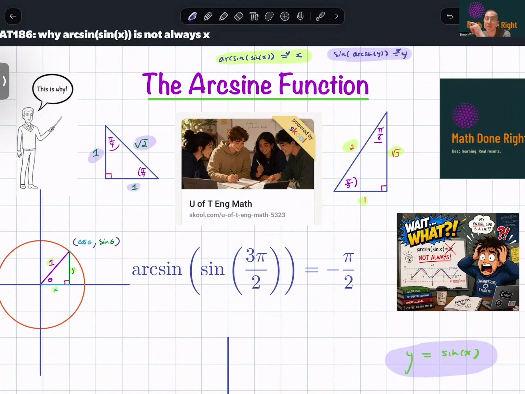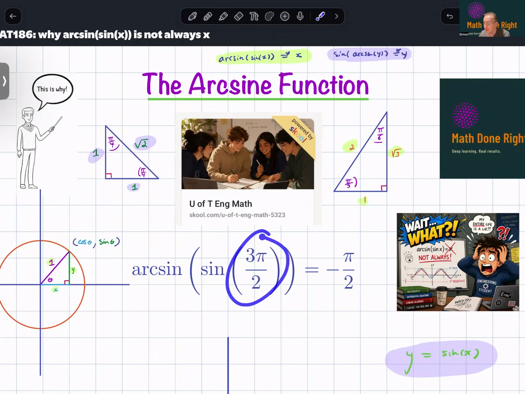They are not always equal. Arcsine of sine of x is not always x. It's only true for certain x's. And same thing with sine of arcsine of y. Not always y. It's only true for certain y's. Once we restrict the domain of the sine function and also its codomain, which we talk about in other videos where we go deeper into inverses, then that will be true. Here we're going to keep it to the minimum that we need to understand this particular case.